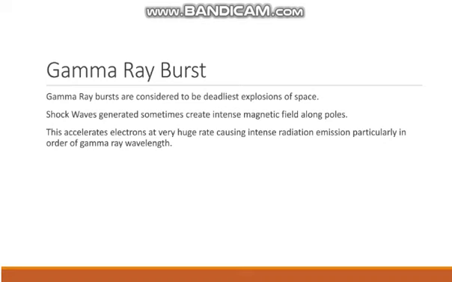Gamma ray bursts. Gamma ray bursts are considered to be the deadliest explosions in space. Shock waves generated sometimes create an intense magnetic field along the poles. This accelerates electrons at a very huge rate, causing intense radiation emission, particularly on the order of gamma ray wavelengths.